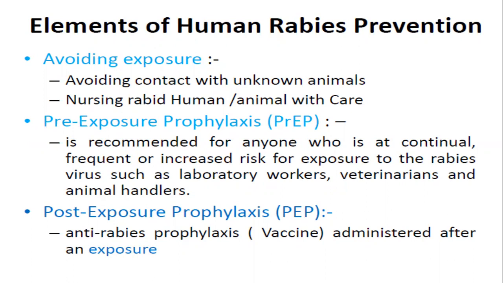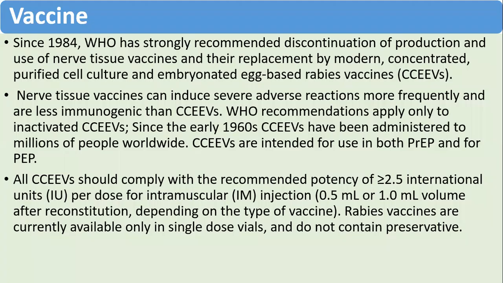As far as avoiding exposure is concerned, one should avoid contact with unknown animals and nurse rabid humans or animals with care. Pre-exposure vaccine is recommended for anyone who is at continual, frequent, and increased risk for exposure to rabies virus, such as laboratory workers, veterinarians, and animal handlers, while post-exposure vaccine is administered after an exposure.